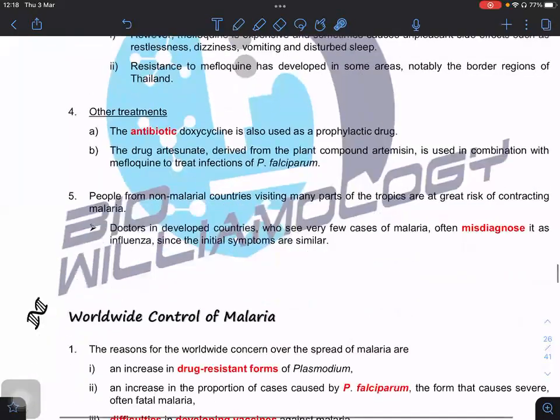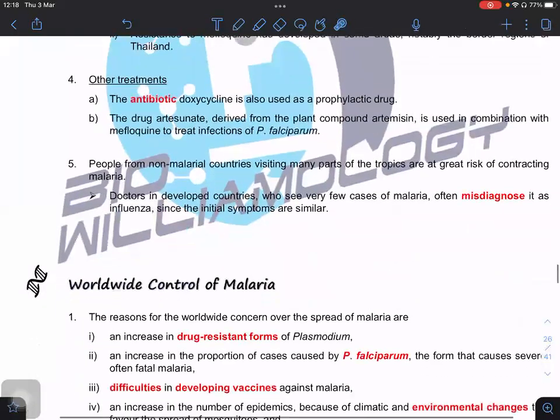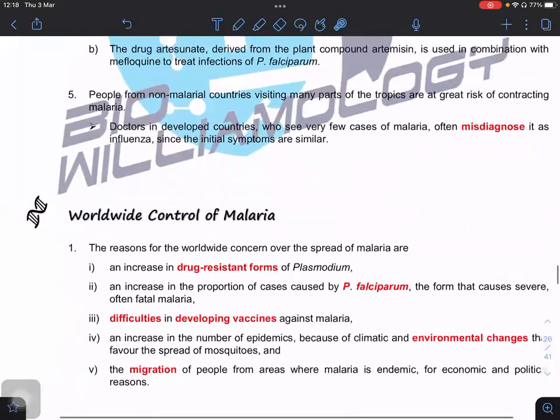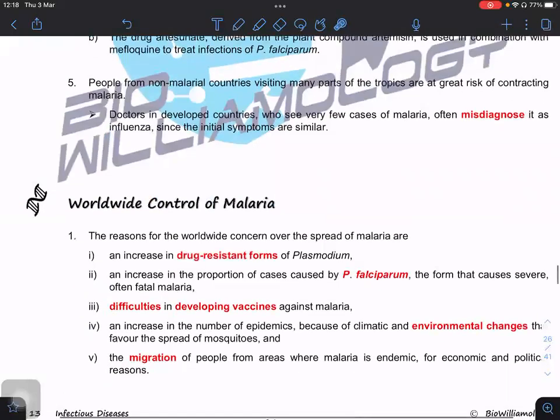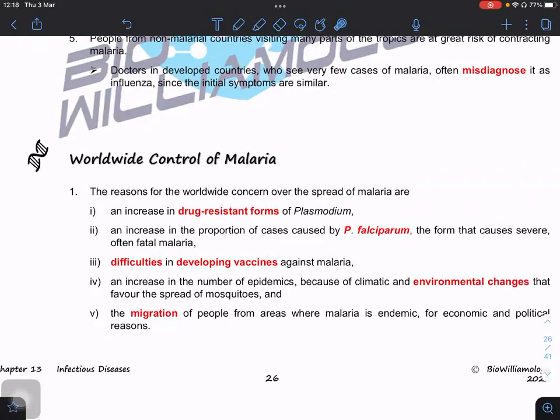Okay, so how about worldwide control of malaria? First, why do we have this problem and concern over the spread of malaria? Because of the increasing drug resistant forms. The more drug resistant forms occur, the more difficult it is for us to actually kill the Plasmodium nowadays. Why? Because of the drug resistance, the drugs that we use cannot kill them.